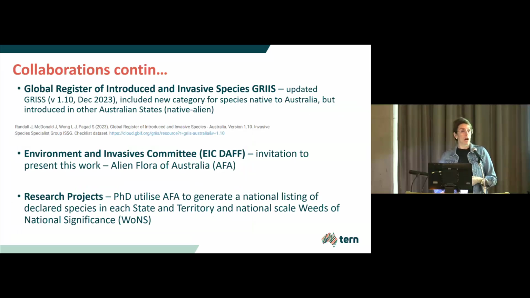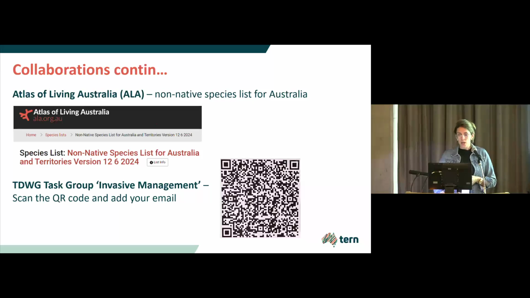Other collaborations include the GRIIS, which has been updated based on this work and its outputs. We've also been invited to present this work at the Environment and Invasives Committee through the Department of Agriculture, the Commonwealth Department in Australia, and other research projects such as utilising AFA to generate a national listing of declared species in each state and territory, and also at the national scale, weeds of national significance. We've also engaged with the ALA, because the ALA at the same time were generating a non-native species list for Australia, so we're able to compare and work together with our lists.